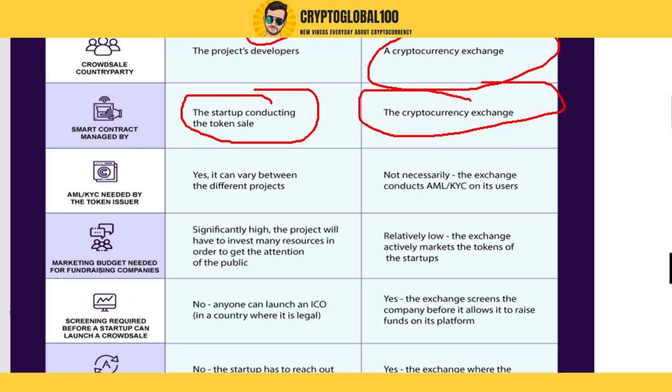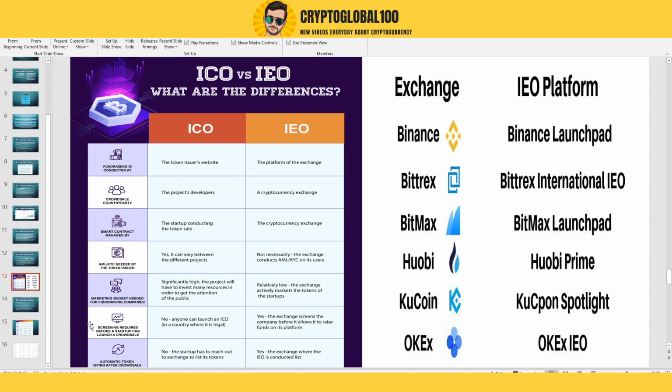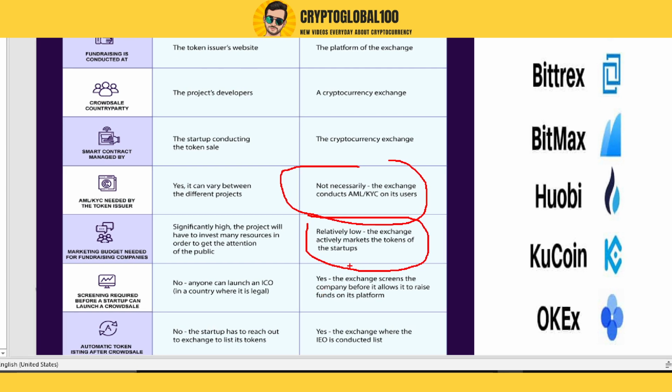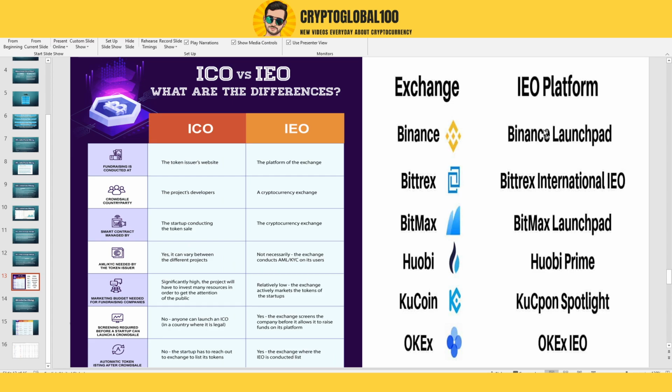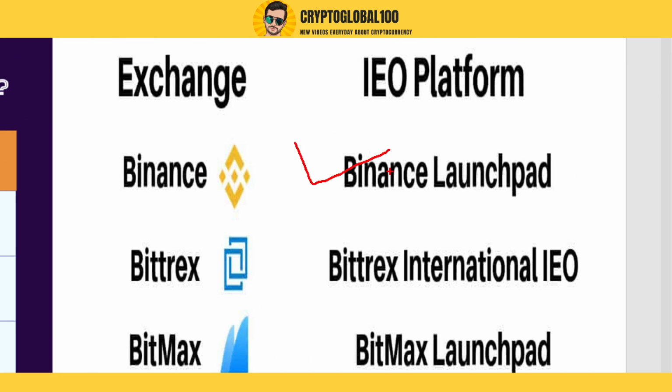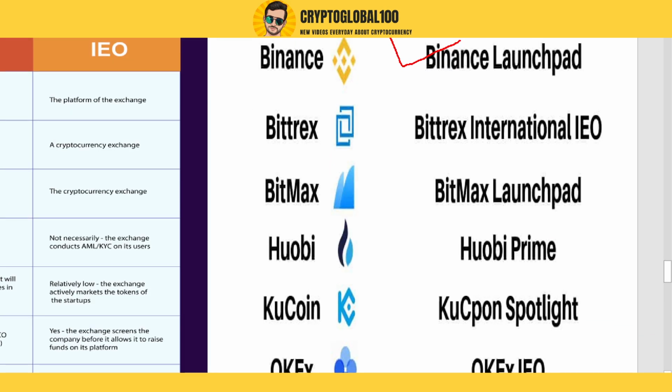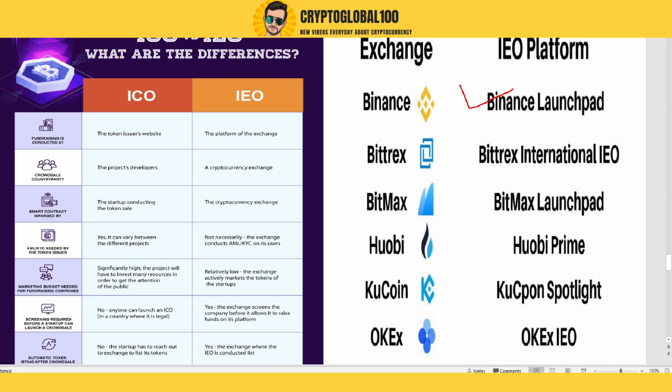So you can see that everything is done through the exchange in the form of an IEO. If you have already done the KYC on the exchange, then there is no need to do it again, you only have to trade. The supply is relatively low, and you can see the rest yourself. Now, the exchange platforms: number one is Binance Launchpad, then Bittrex International, BitMax Launchpad, Hobby Prime, Qcoin Spotlight, and OKEX IEO.